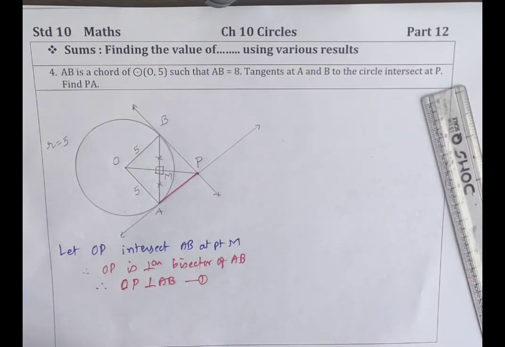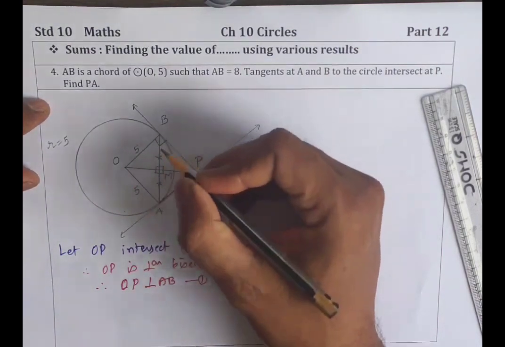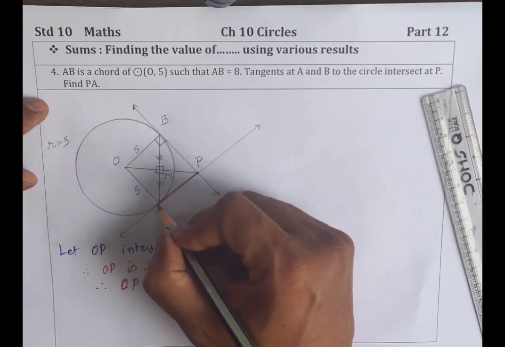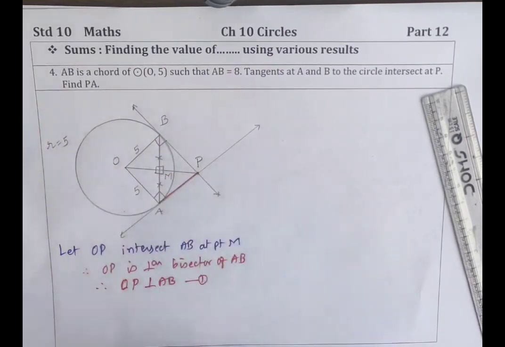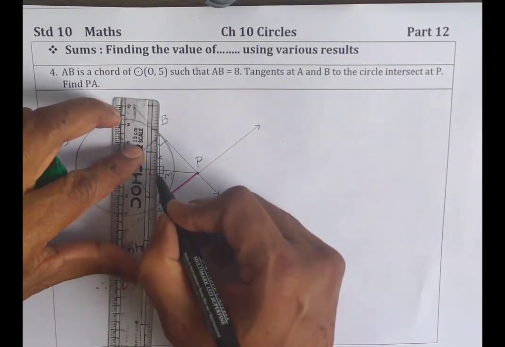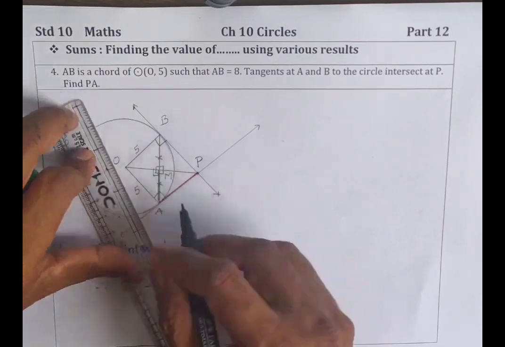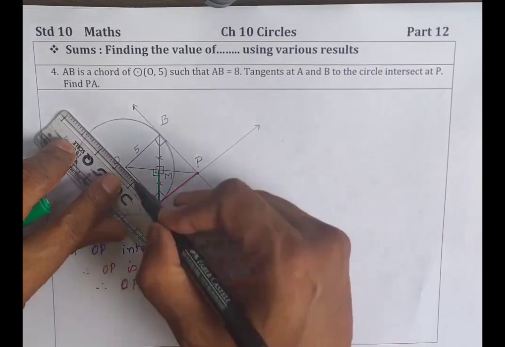Okay, we have got one more right angle here. OB is radius, so it is perpendicular to the tangent. OA is radius to the point of contact, so it is perpendicular to the tangent. Children, now to find PA, we will have to pick up three triangles. Alright, there are three right triangles. The smallest one is this. The smallest right triangle is the green one.